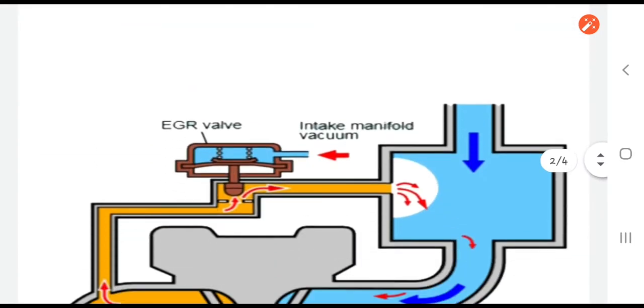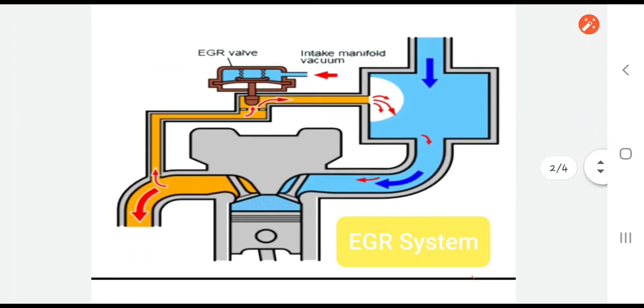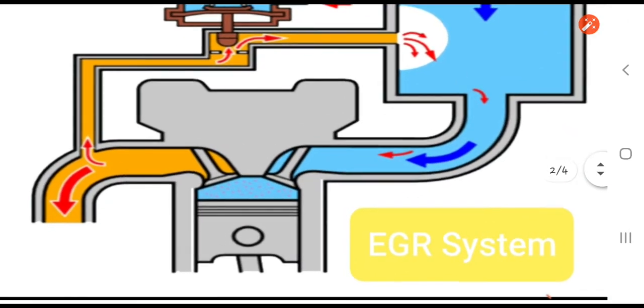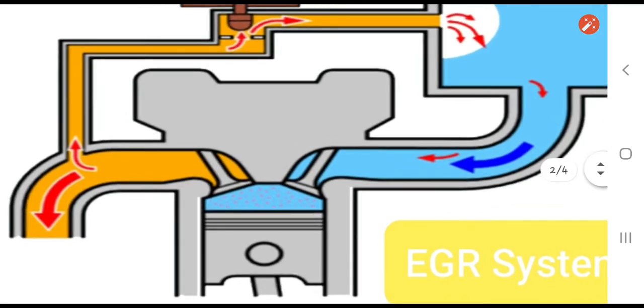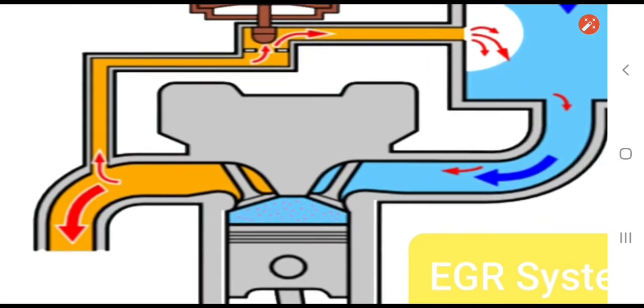Now, the next device is the EGR system. The long form of EGR is exhaust gas recirculation. In this diagram we can understand the schematic of the piston and cylinder along with the inlet valve and the exhaust valve. During suction, compression, expansion and exhaust, the burnt gases come out when the exhaust valve opens. This yellow portion indicates the exhaust gases which come out from the engine cylinder because of the combustion.